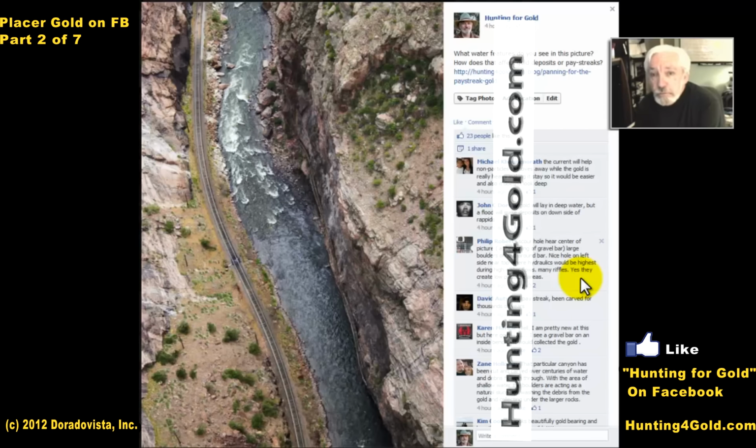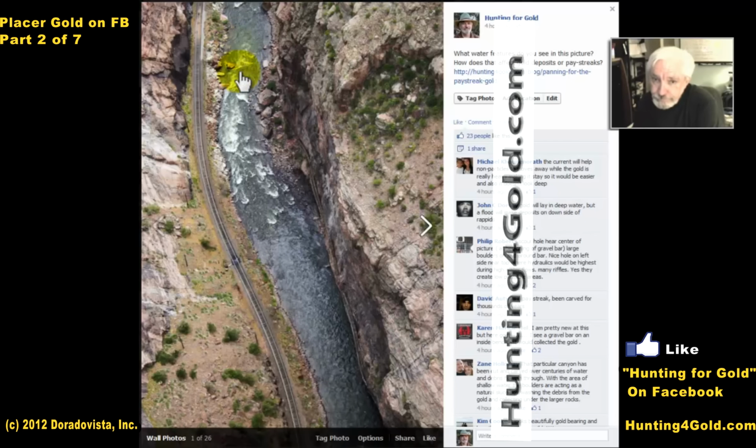So if we look at what he's described, nice hole on the left side near top. So if we look on the left side over here, there's a nice big fat hole up in here. What we really want to look for, though, is what's going on when the water comes into this section. Notice it's necked down narrow here.